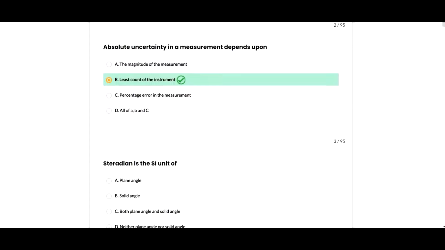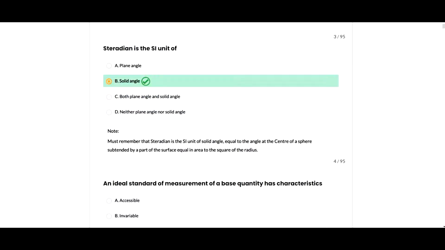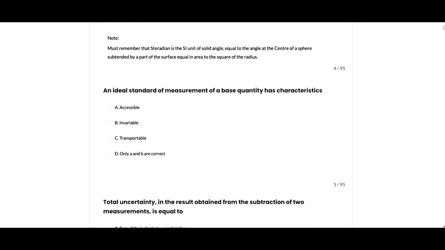The next MCQ is here. Steradian is the SI unit of plane angle, solid angle, or both plane and solid? Very simple, solid angle. Must remember that steradian is the SI unit of solid angle, equal to the angle at the center of a sphere subtended by a part of the surface equal in area to the square of the radius. So here B option is correct. I'm going to move to the next MCQs.